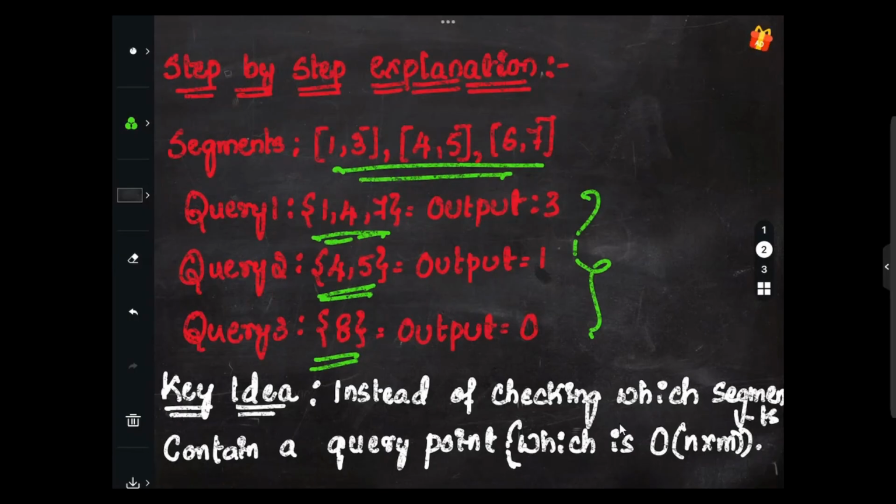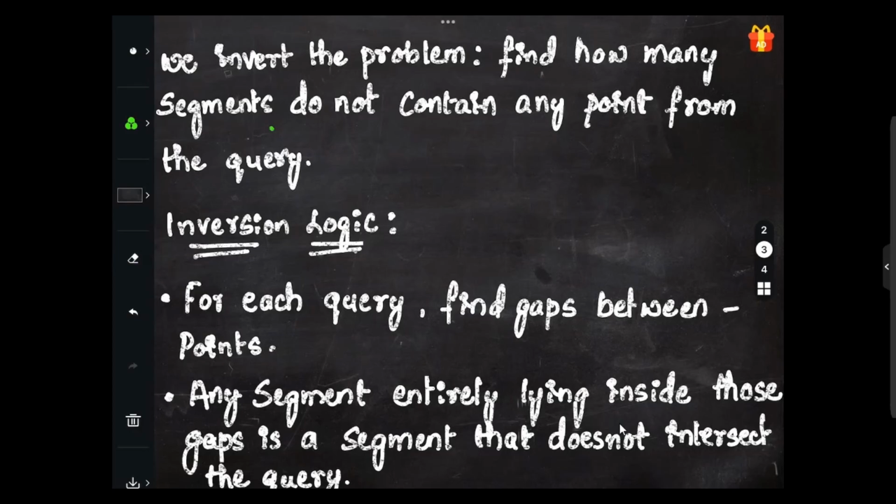So here we'll not be going with a direct solution. Instead, we'll be going with the inversion, right? So instead of checking which segments contain a query point, which is big O of n into m, we will invert the problem. So again, as I've said, we'll be going with the inversion logic rather than solving it directly, right? So we will invert the problem.